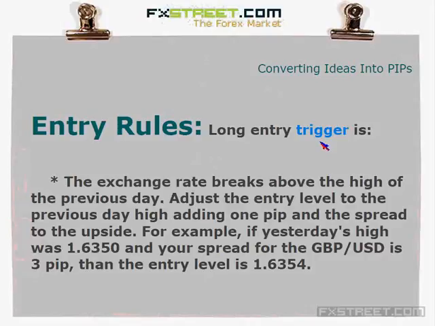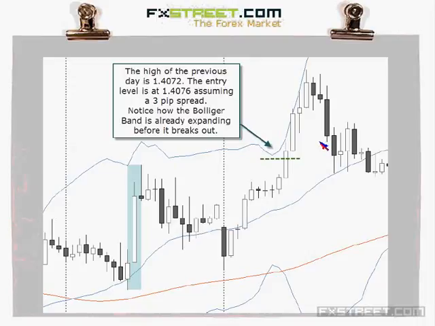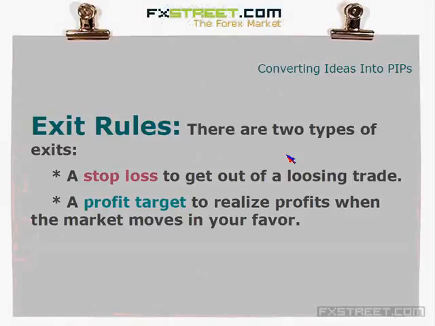Adjust the entry level to the previous day high, adding 1 pip and the spread to the upside. Just as a means of caution, we would go a little bit above with the spread, more or less 1 pip above, just to avoid those piercings and false tiny breakouts. The high of the previous day we have here, a breakout. We see how in that chart the previous candle to the breakout is this one, and this candle already made the Bollinger Band expand, signaling that there is increasing volatility in the market. You see the moving averages are lined up to the upside. So we took the breakout. This is a valid breakout.